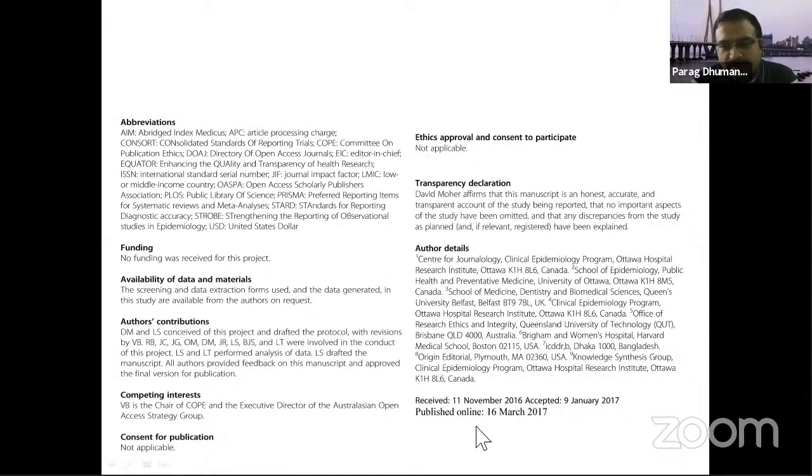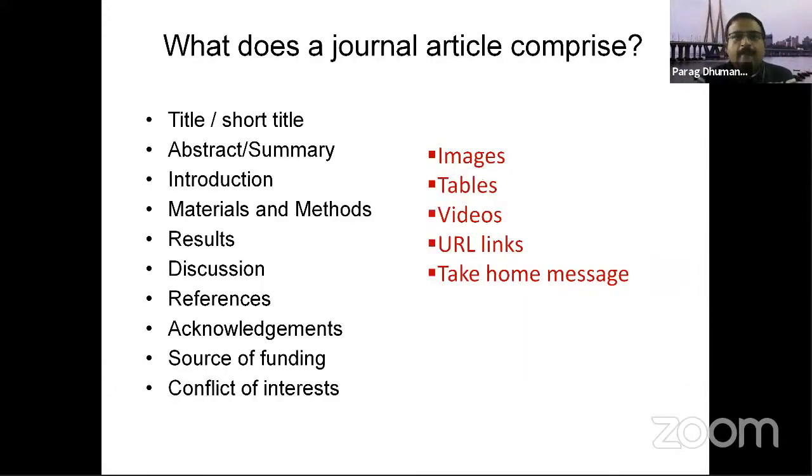Received, accepted, and published online. So this gives the average time, or the time frame, this article has spent in the office of the editor. Then what does the journal article comprise of?